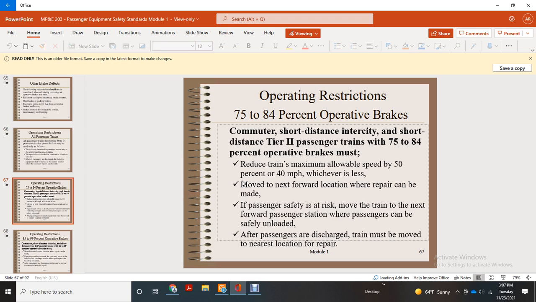If passenger safety is at risk, the train may be moved to the next forward passenger station where the passengers can be safely unloaded. After the passengers are discharged, the train must be moved to the nearest location for repair.